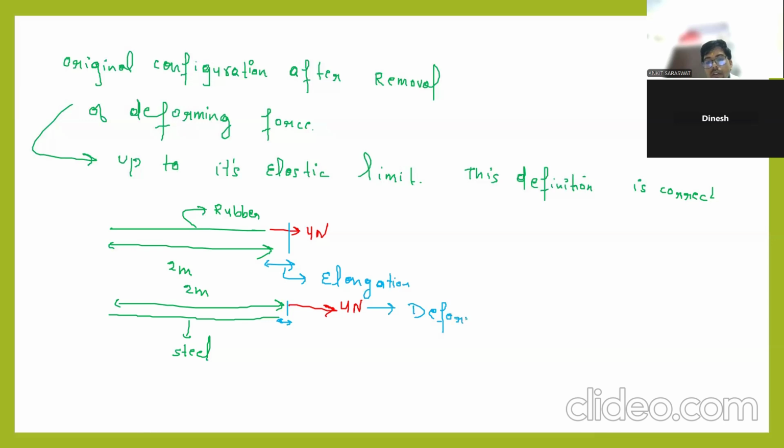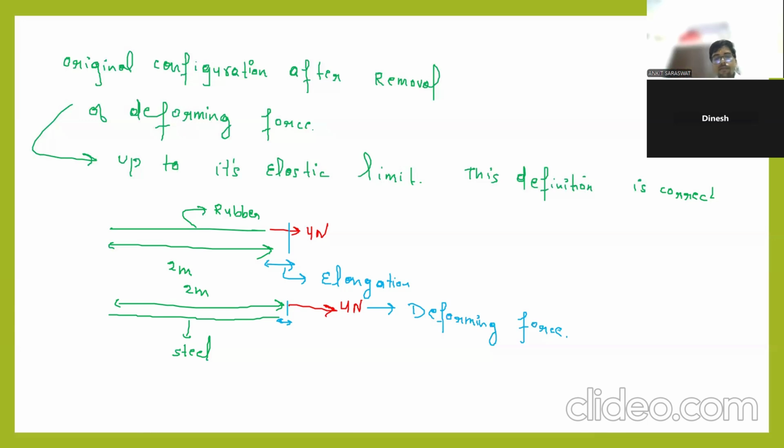4 Newton is what? Deforming force. 4 Newton means it is a deforming force. A deforming force is a force that will deform the shape of a body. For example, I have this pan. If I apply a force on the top of this pan, there is some elongation. So which force is responsible for elongation? That force is known as deforming force.